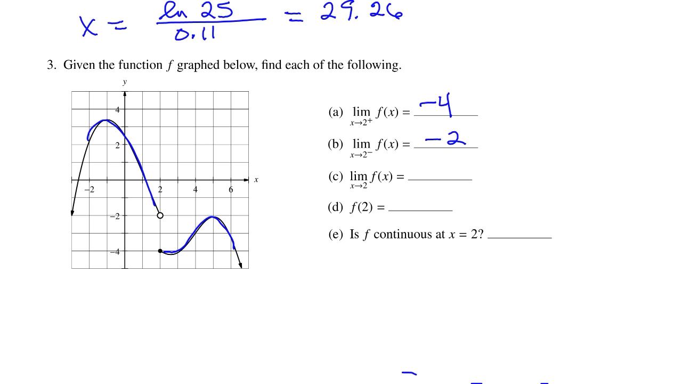And part E is f continuous at x equals 2? The answer is no, because the limit as x goes to 2 of f of x does not exist. Is the function continuous at 2? The answer is no.